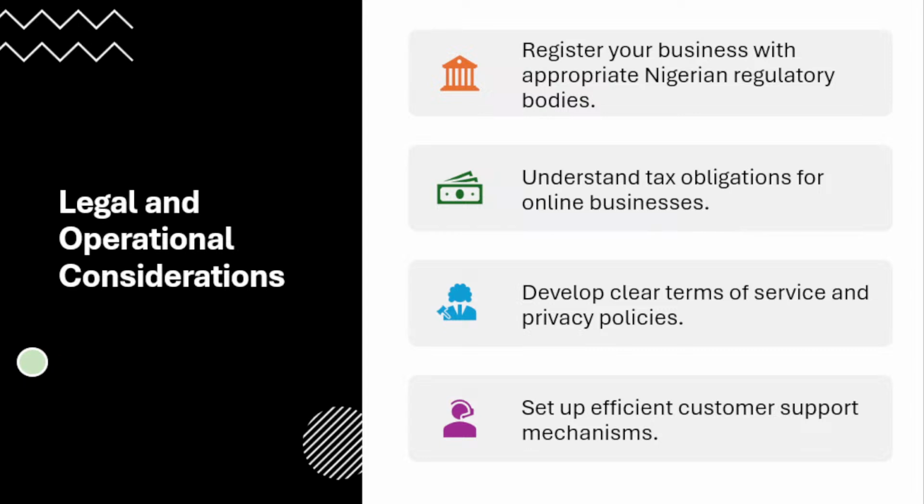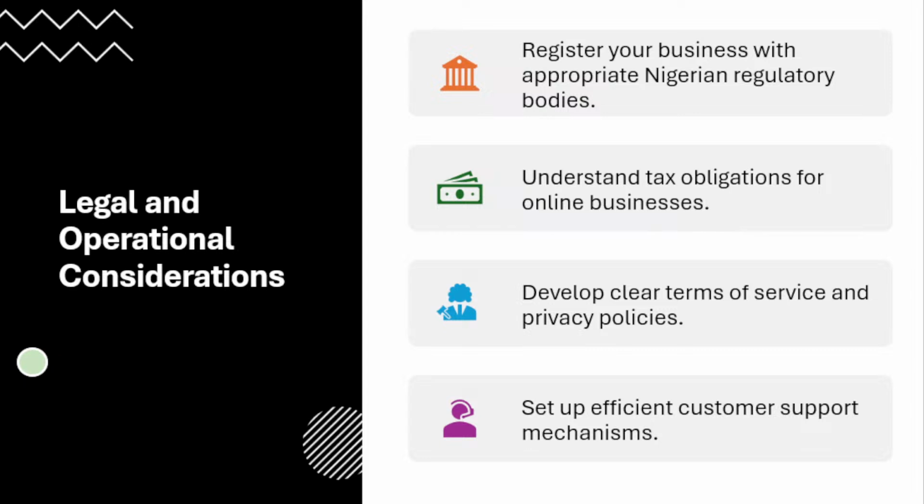In looking at the legal and operational considerations, once you choose your business name, it has to be registered with the appropriate Nigerian regulatory bodies. Register your business name, your company name, whatever you want to call it, with the Corporate Affairs Commission. After that, understand tax obligations for online businesses. Like I told you, the government is even collecting taxes from content creators now. Those who have monetized YouTube channels, Facebook, TikTok, Instagram are paying tax to the government. The tax is deducted directly before they are paid and remitted to the government account. But you must have your tax identification number.